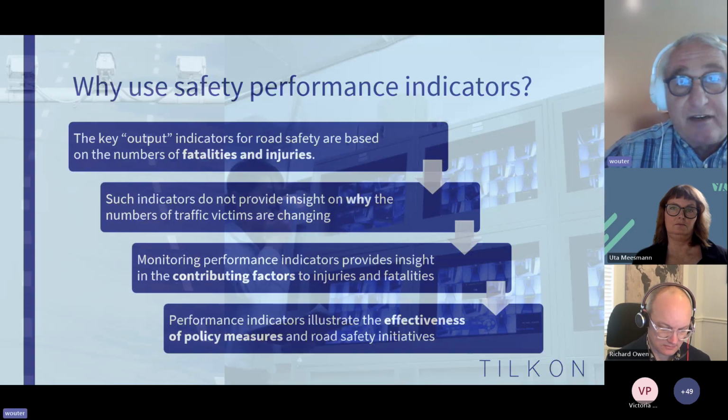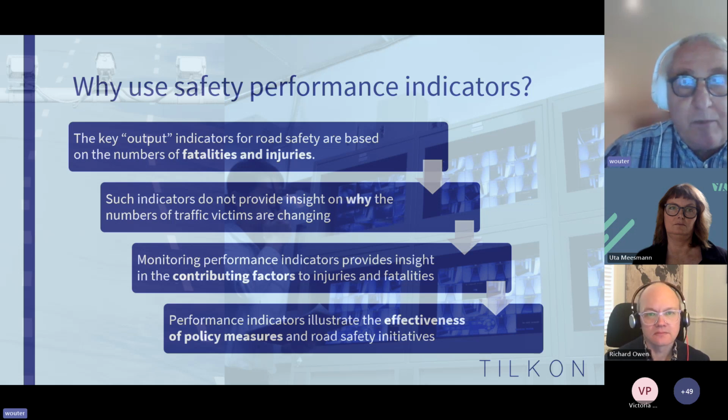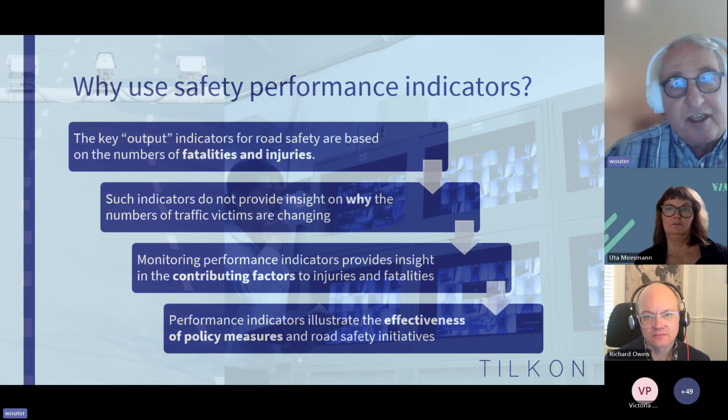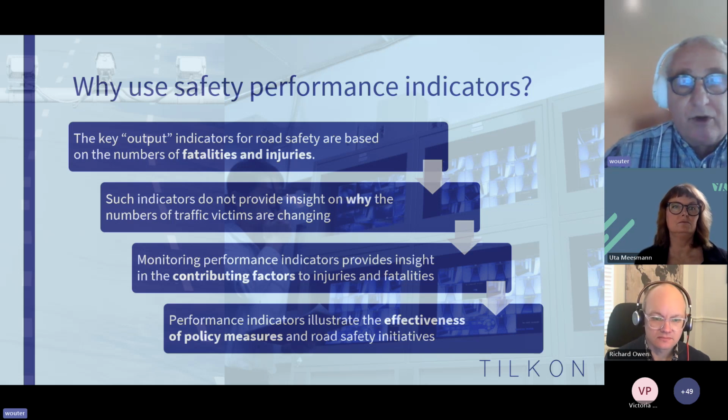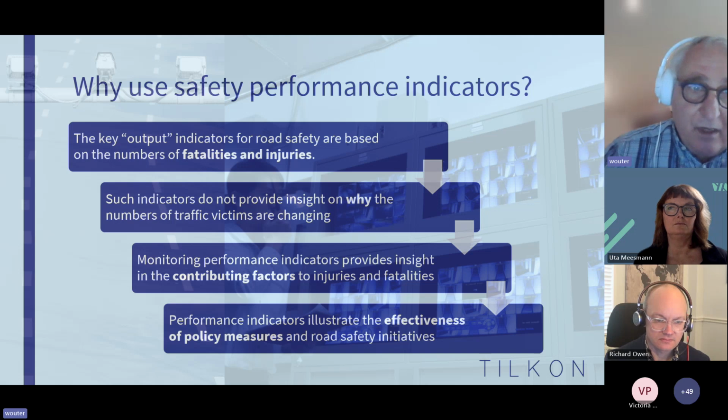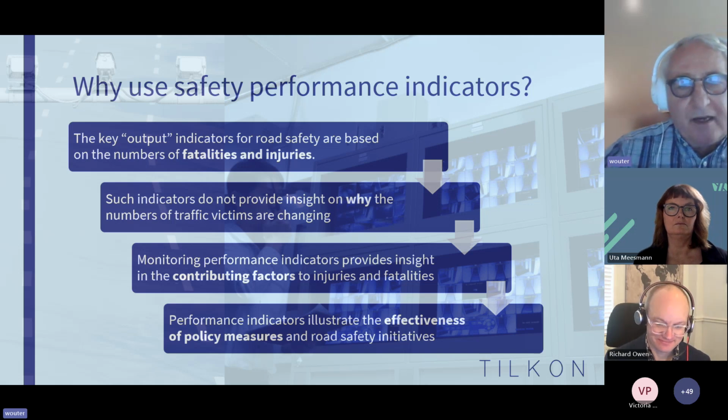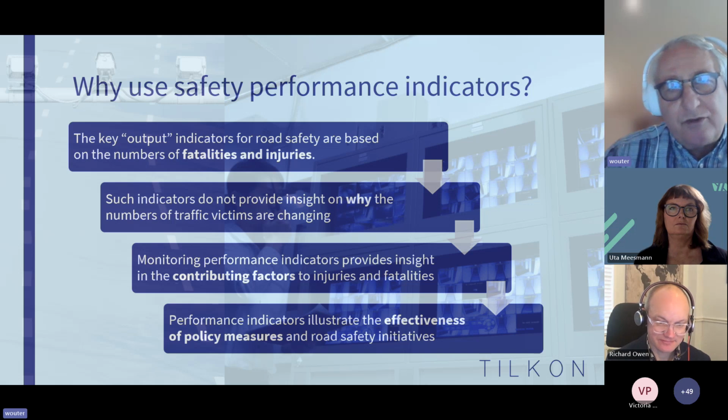Why would you use road safety performance indicators? The main reason is that the key output indicators for road safety are based on the number of fatalities and injuries. But when you see that the numbers are decreasing or increasing or changing, you don't actually know why. So in themselves, they are not really explanatory enough. If you also have indicators on the contributory factors, you can better understand the phenomena which are happening.